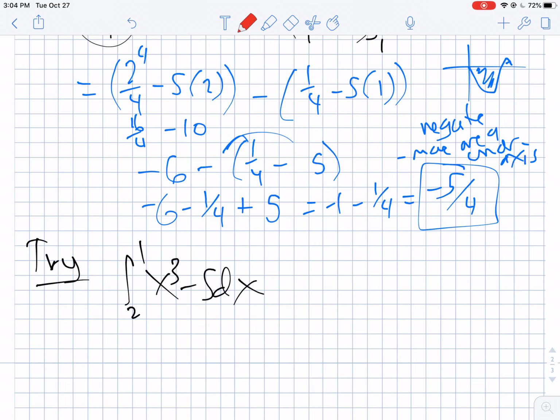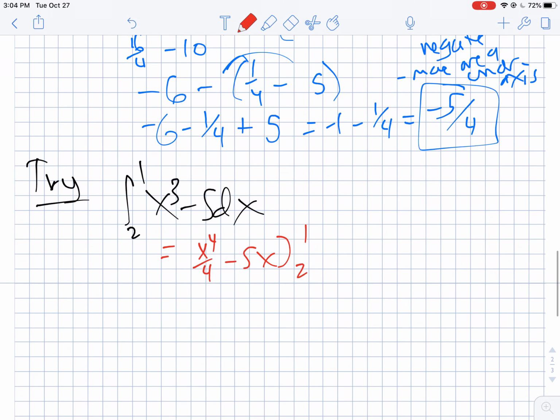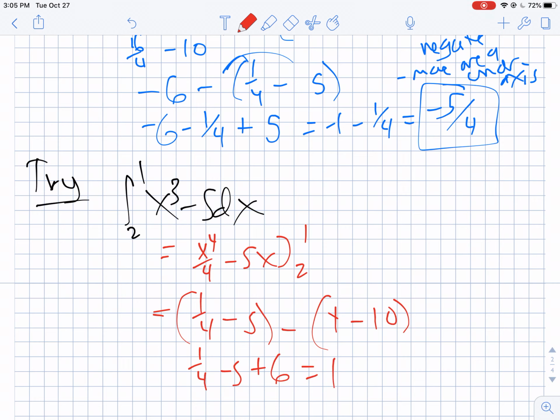All right. Anyway, so here, same thing. We get x to the 4 over 4 minus 5x, same antiderivative, plug in 2 and 1. When you plug in 1, you get 1/4 minus 5. When you plug in 2, 2 to the 4th is 16 over 4 is 4 minus 10. So you get 1/4 minus 5 plus 6. So you get 1 plus 1/4 or positive 5/4. Oh, cool. Switching the bounds does just switch the sign.